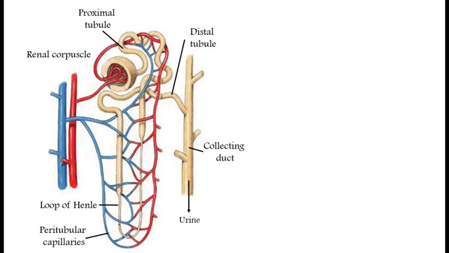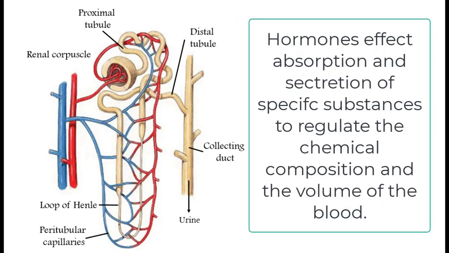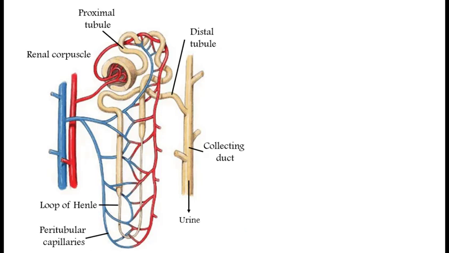Along the way, hormones like calcitonin and aldosterone and ADH will fine-tune the volume and the composition of the blood. We'll get into all of those details as we work through the chapter.